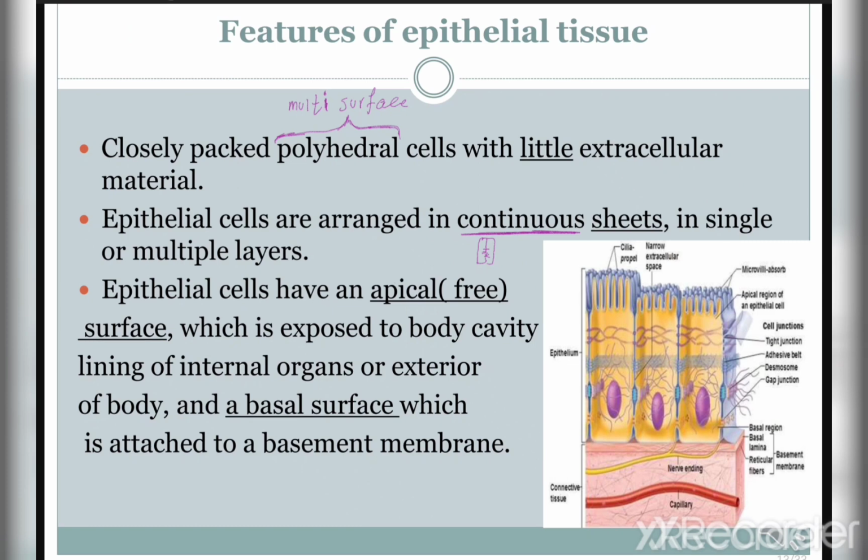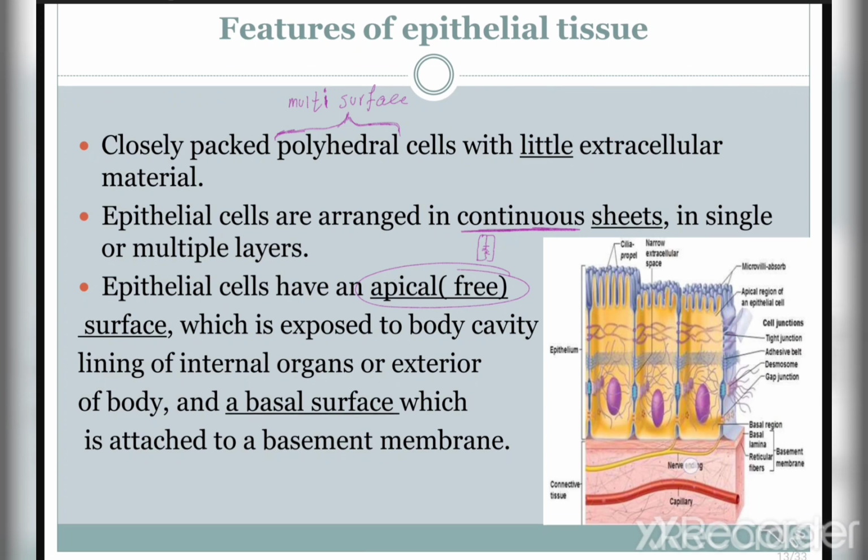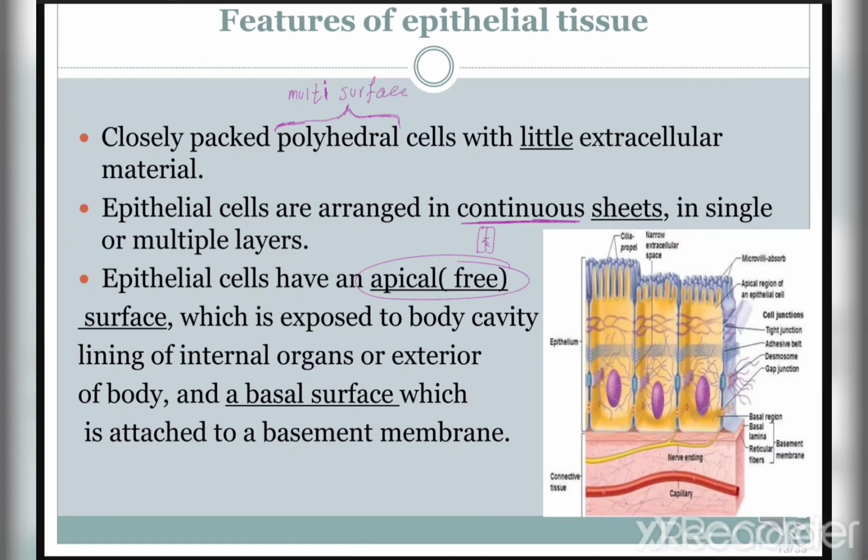Epithelial cells are arranged in continuous sheets. We mentioned that. Another feature is that epithelial cells have polarity. The cell has two parts, the apical part and the basal part. For example, these are groups of epithelial cells, tightly adherent to each other with no extracellular space between them. They have a free surface here, which is the apical part of the cell.